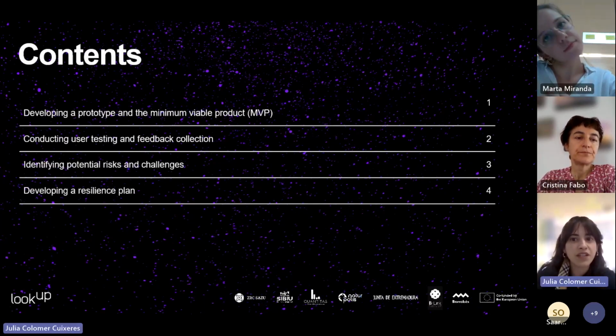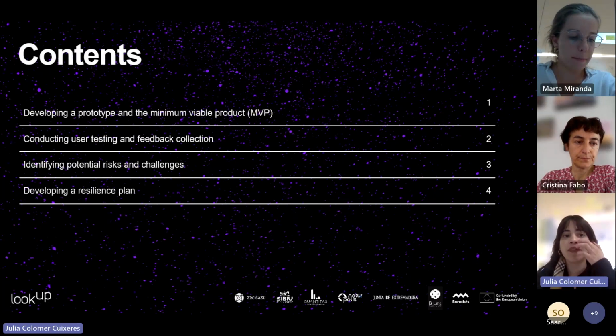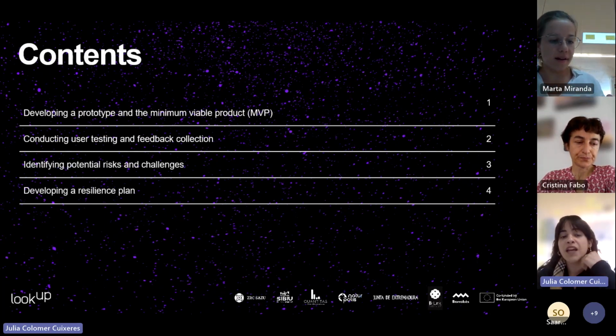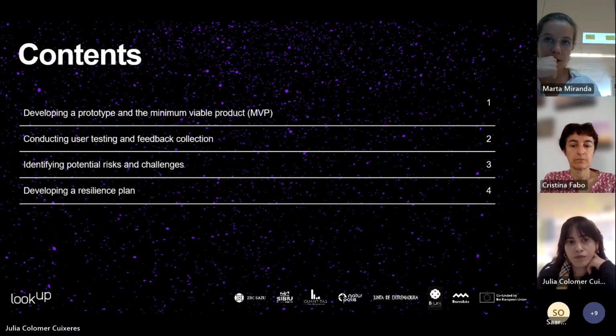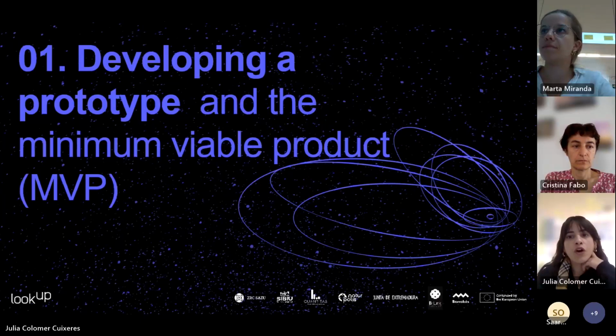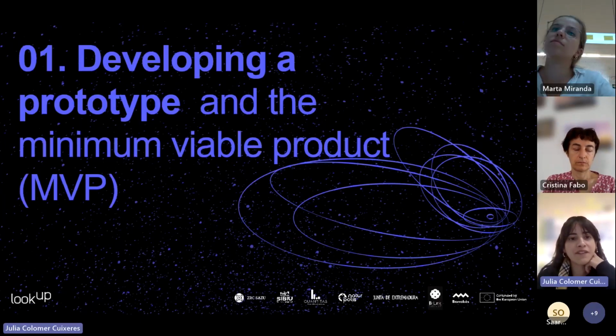Okay, so just to give you a brief summary, I'm going to talk about the developing of a prototype and the minimum viable product. Then we will go to the user testing and feedback collection, identifying potential risks and challenges, and then Anna from Naturpolis will explain the development of a resilience plan. Okay, developing a prototype and the minimum viable product.